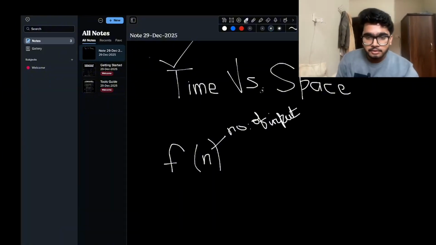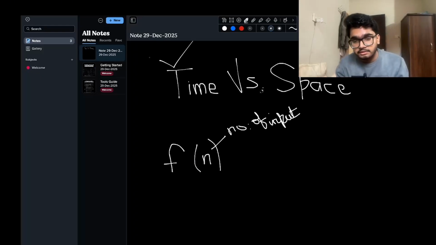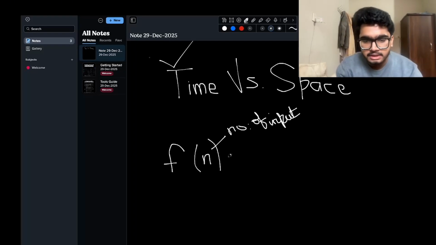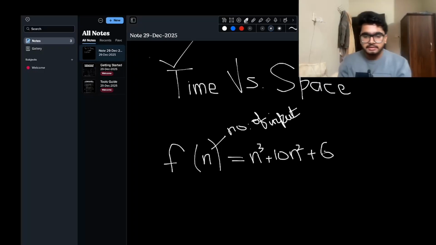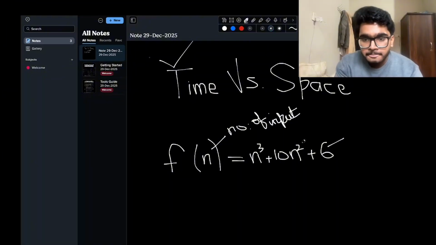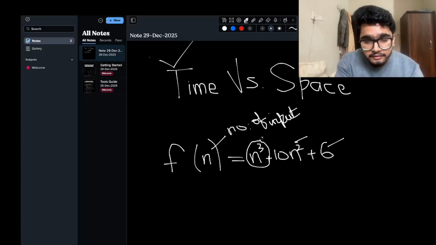N is the number of inputs, or the number of users trying to attempt something on your website. F of n is the number of inputs. Now if you are given an equation like this, for measuring its time complexity, we will ignore the constant value, we will ignore the smaller values in power, and we will take the largest available variable and take this as the f of n.